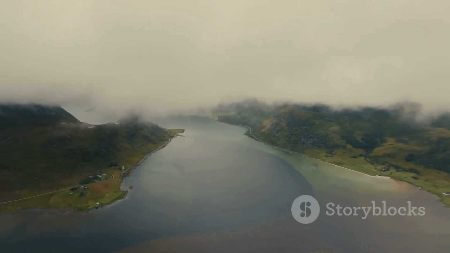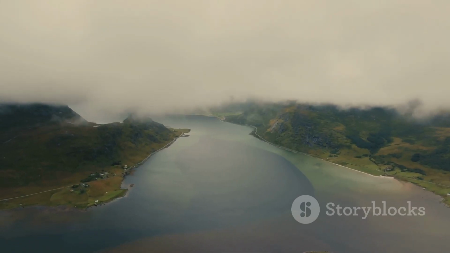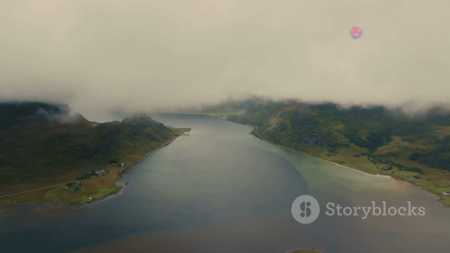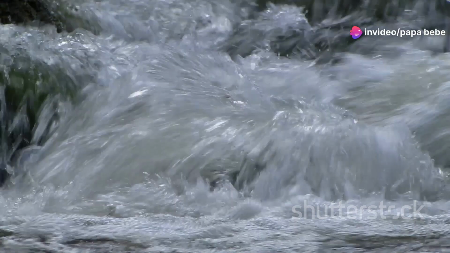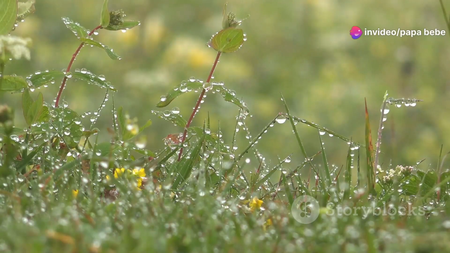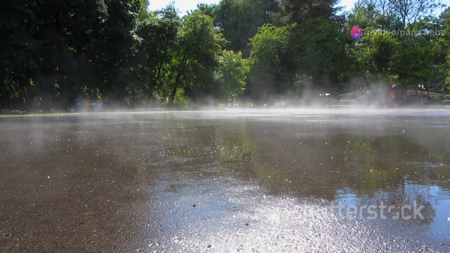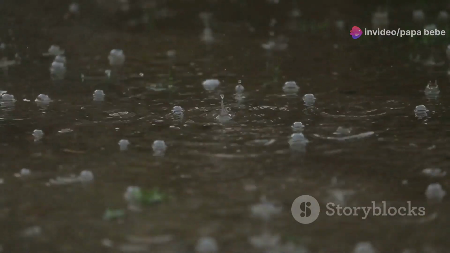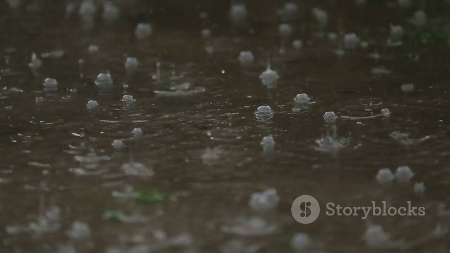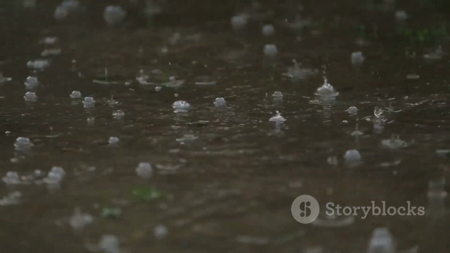Our planet is a bustling water factory. Oceans, rivers, and lakes cover nearly 70% of the Earth's surface. This water isn't static, though. It's constantly on the move in an ever-cycling process that's vital to life as we know it, a process known as the water cycle. And the first stage of this cycle? You've guessed it: evaporation. The sun heats the water and it rises into the sky, invisible and transformed.